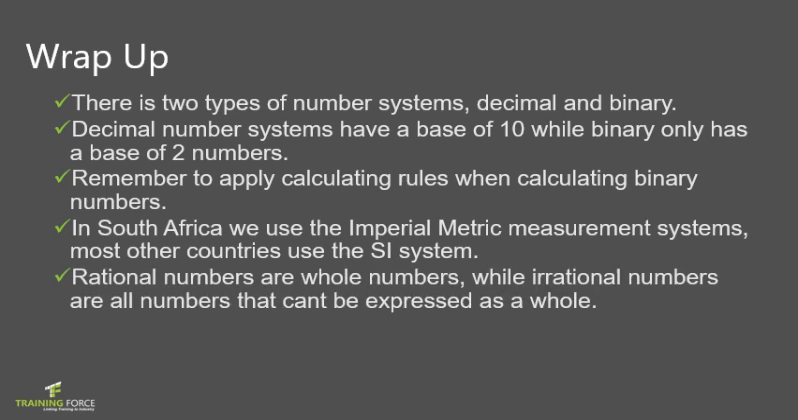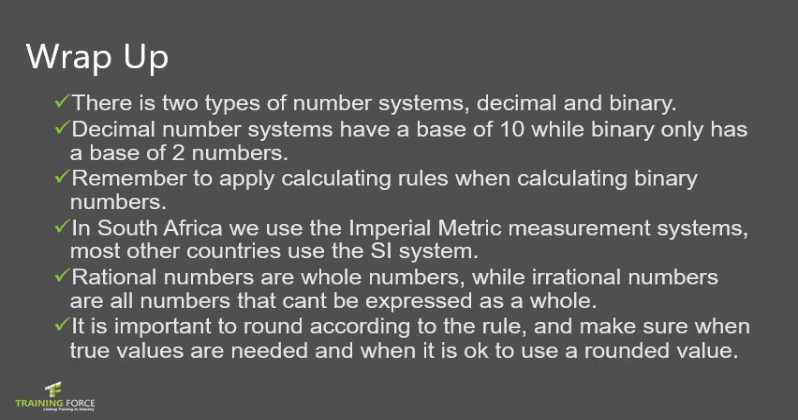Rational numbers are whole numbers, while irrational numbers are all numbers that can't be expressed as a whole. It is important to round according to the rule and make sure you know when true values are needed and when it is okay to use a rounded value.